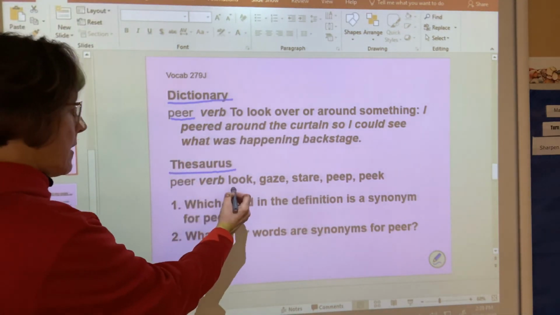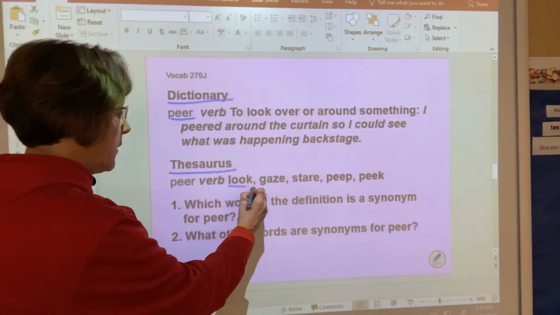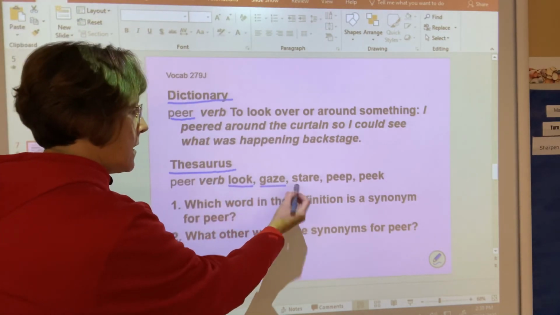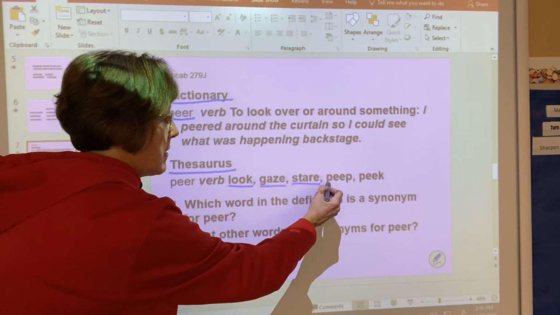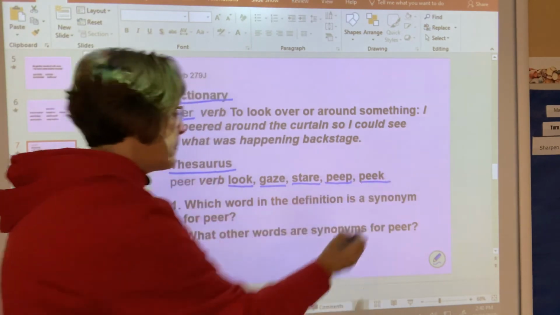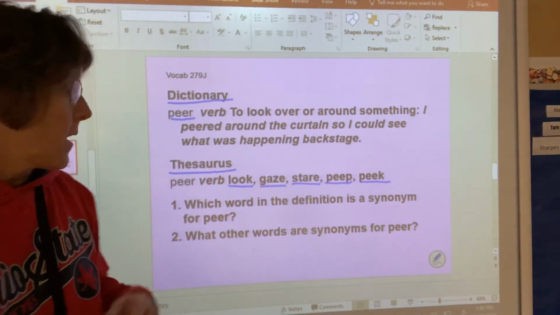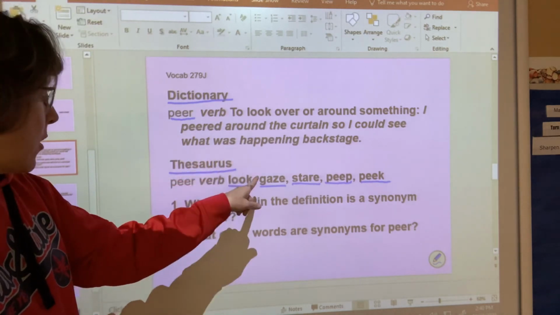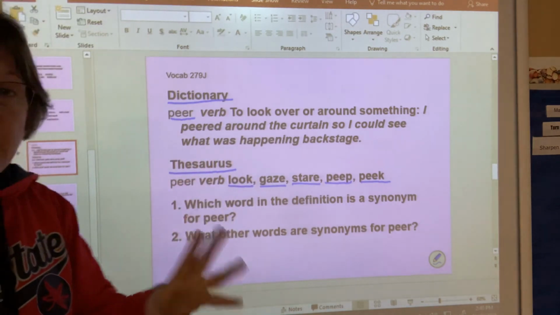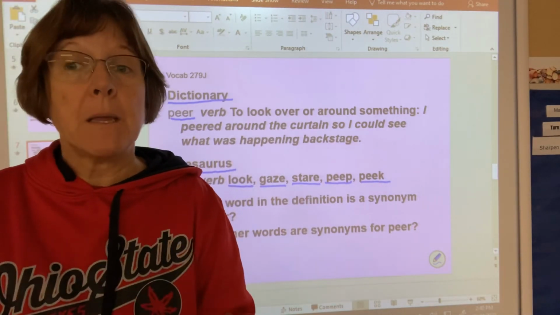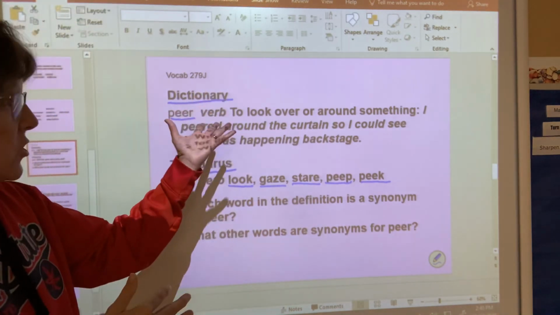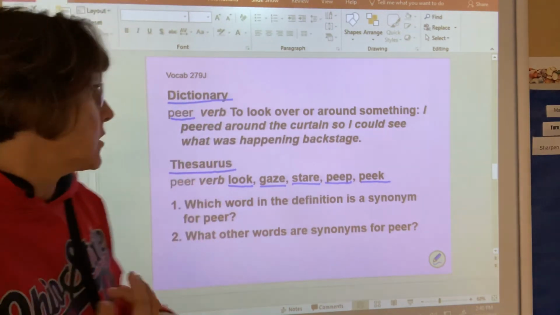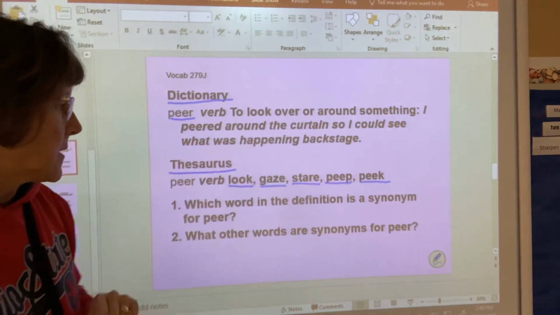You see, peer is the same as look, gaze, stare, peep, and peek. So, the thesaurus is going to give you synonyms, words that mean the same. But a dictionary is going to give you the definition and then use it in a sentence.